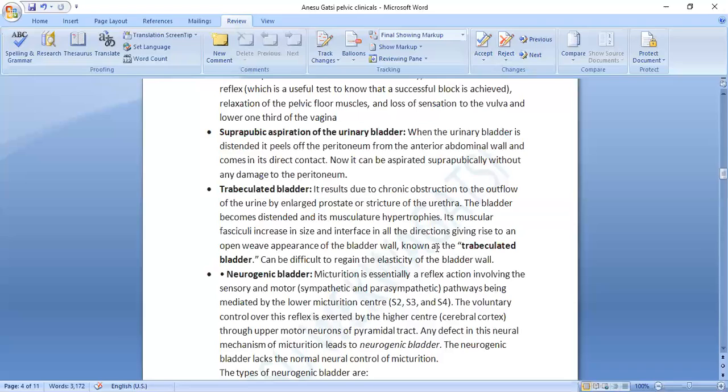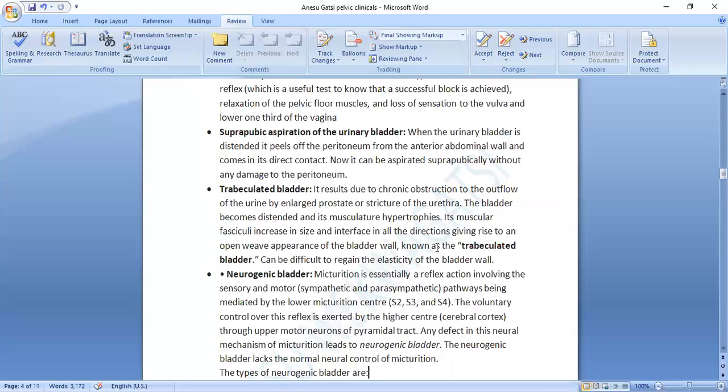So the bladder will become distended and its musculature hypertrophies in such a way that it gives an open valve appearance that is known as the trabeculated bladder. So you then realize that with time, the bladder wall will not regain its normal elasticity if this condition were to persist for long.